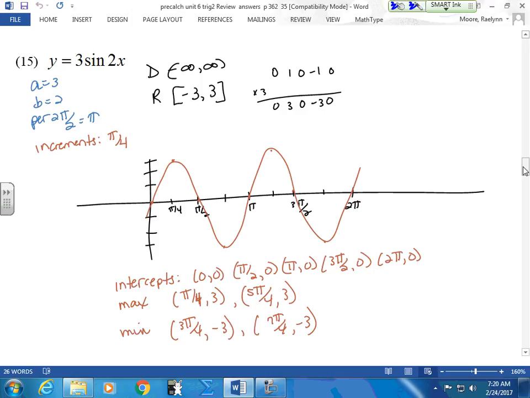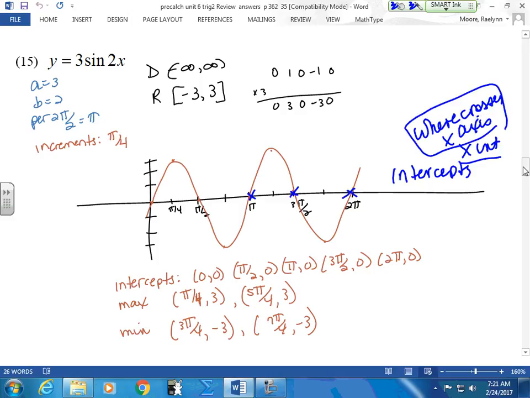All intercepts are x-intercepts. Let's keep it simple. Every time I ask you to do an intercept, just give me your x-intercepts. If this translated, don't worry about the translated ones. Just keep it simple, wherever it crosses your x-axis. So if this was raised and it didn't touch the x-axis, you have no x-intercept. Let's keep it real simple, okay?